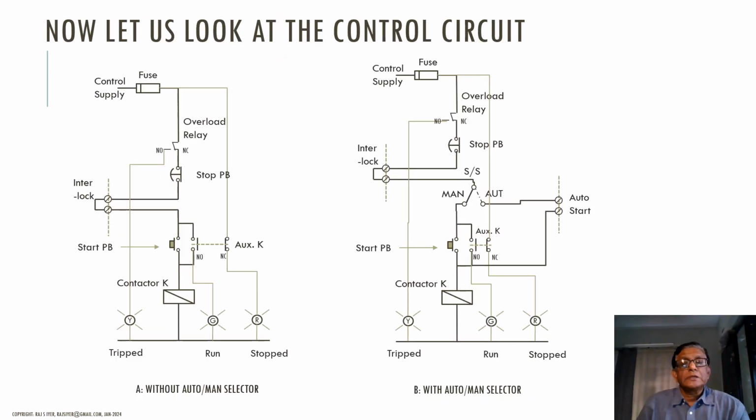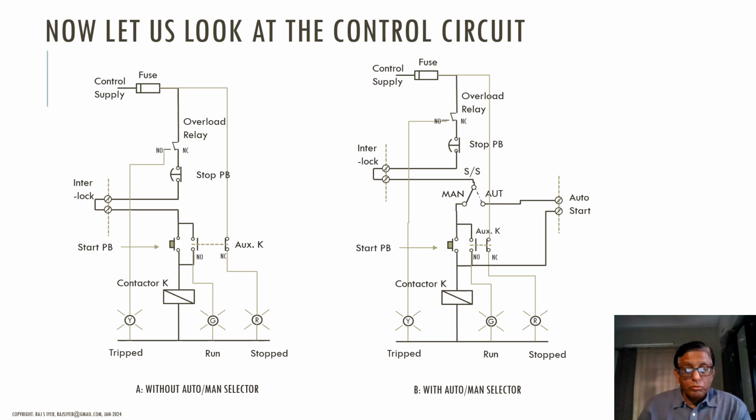Okay, in the previous slide, we saw the power handling components of the feeder: the circuit breaker, the contactor and so forth. Here we look at the control circuit. The control circuit is the arrangement that is provided to energize the coil of the contactor. The control circuit powers the contactor.